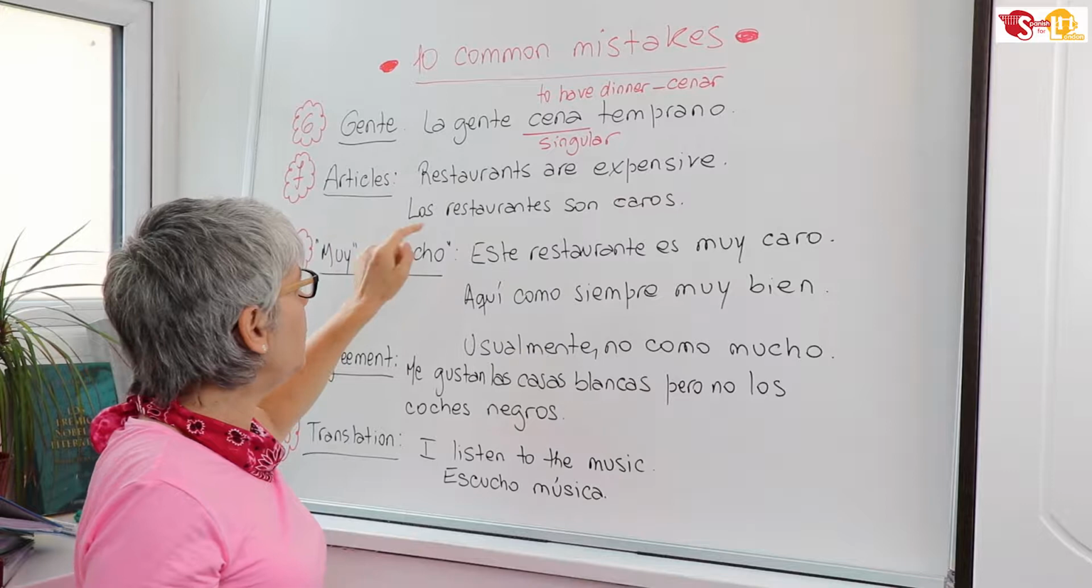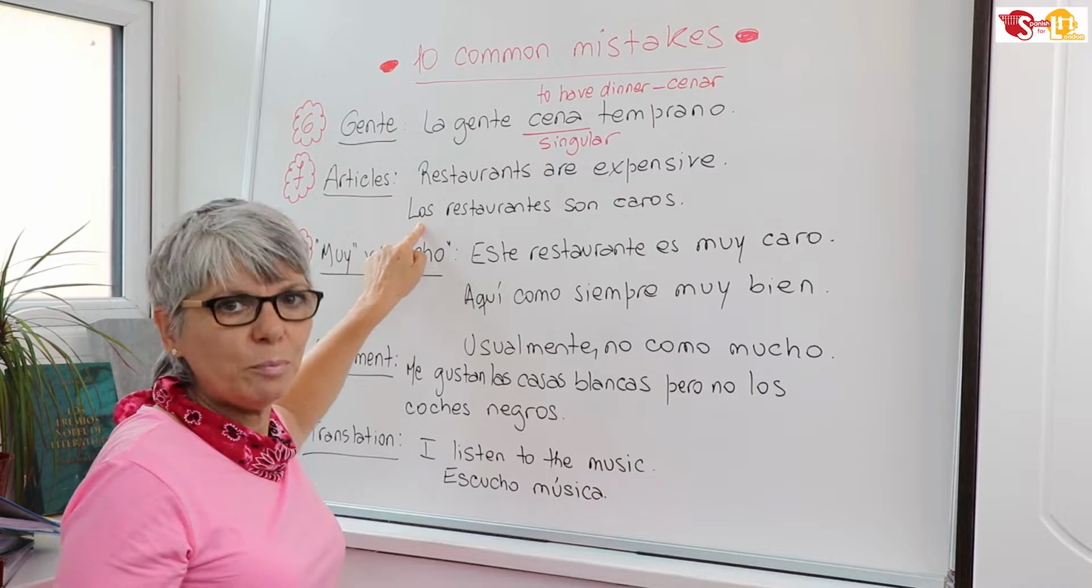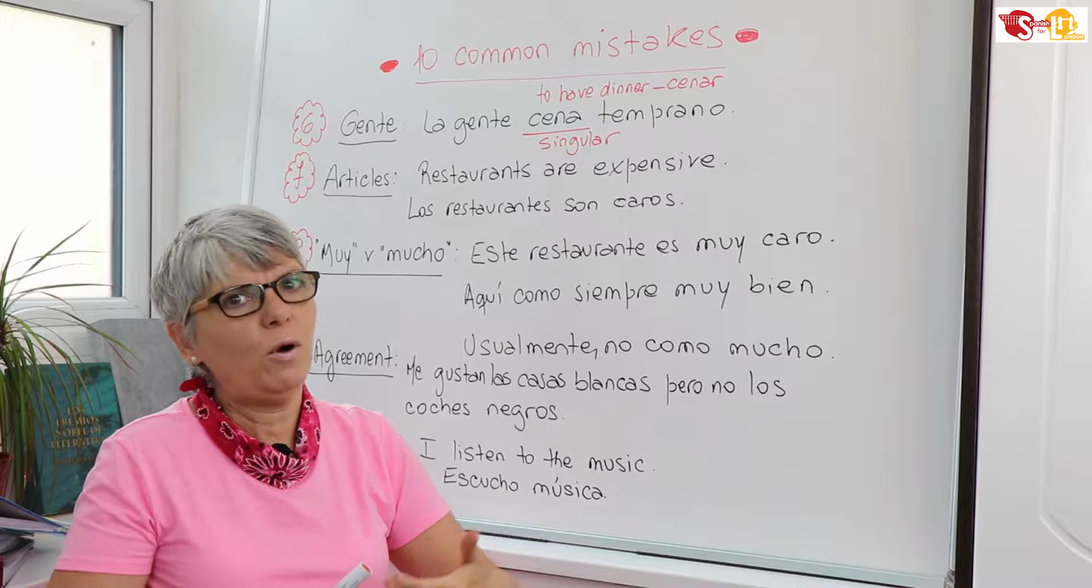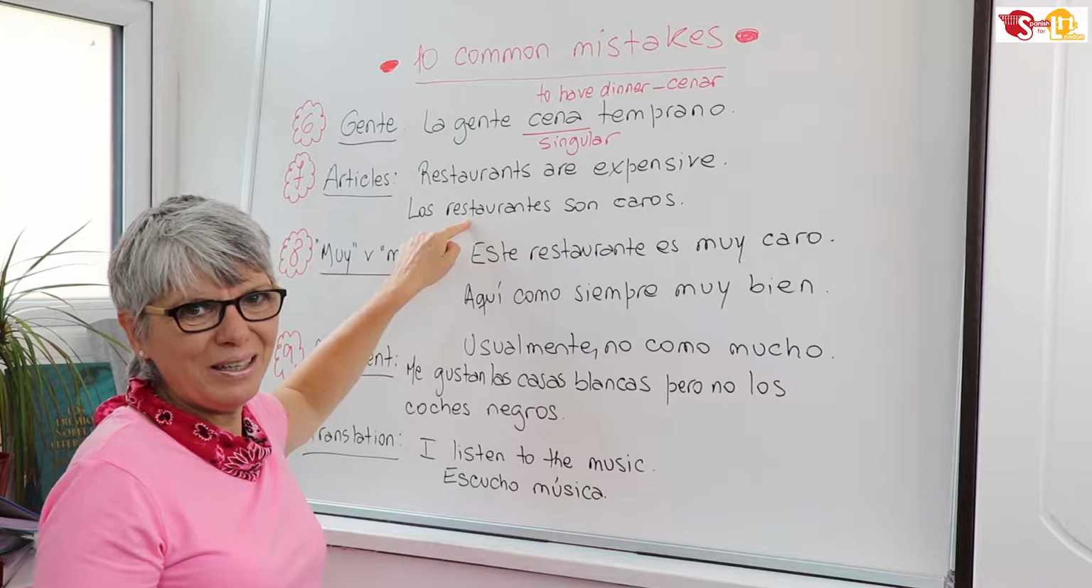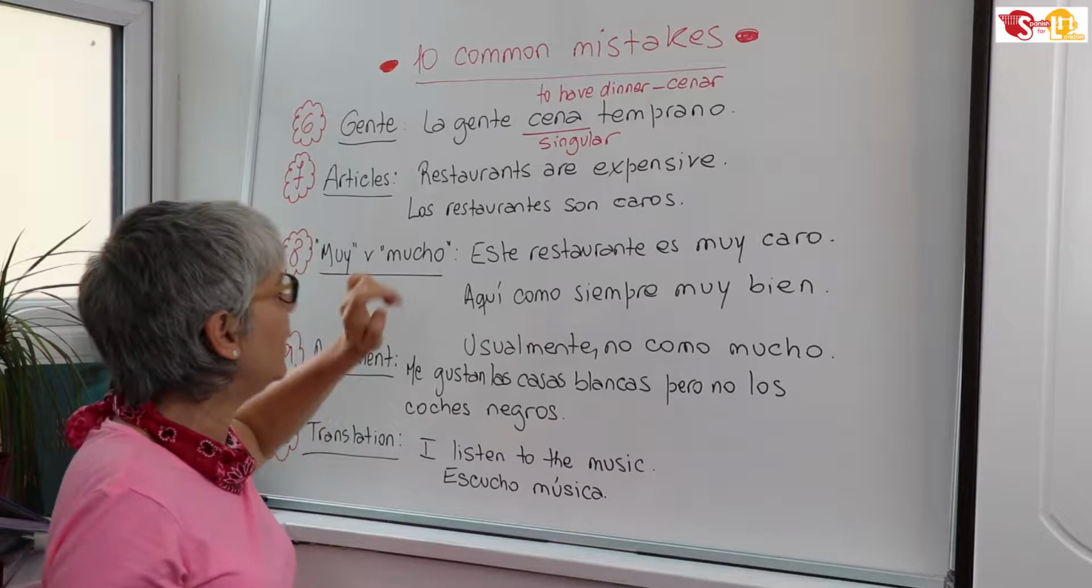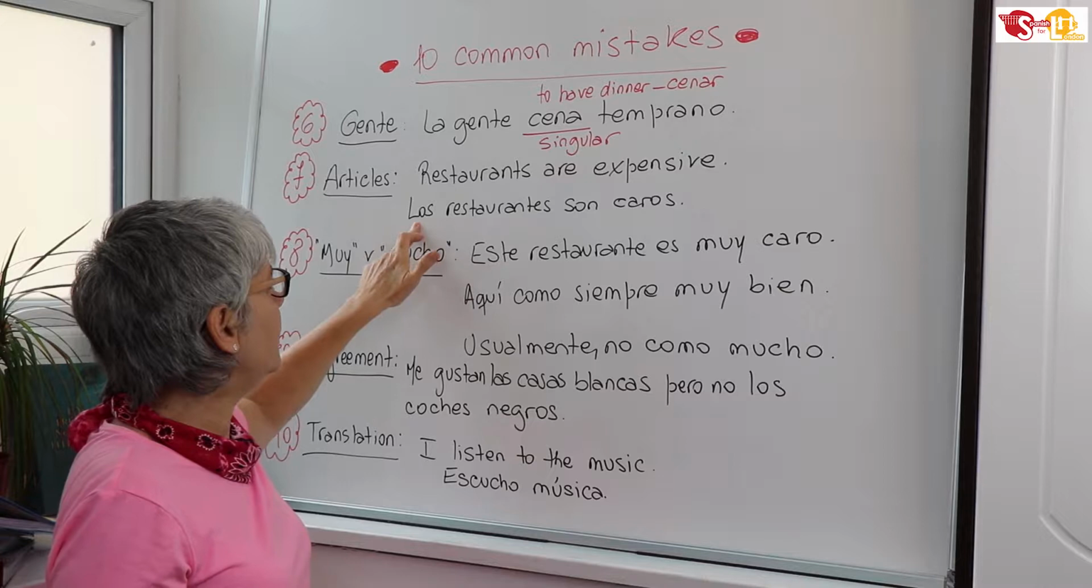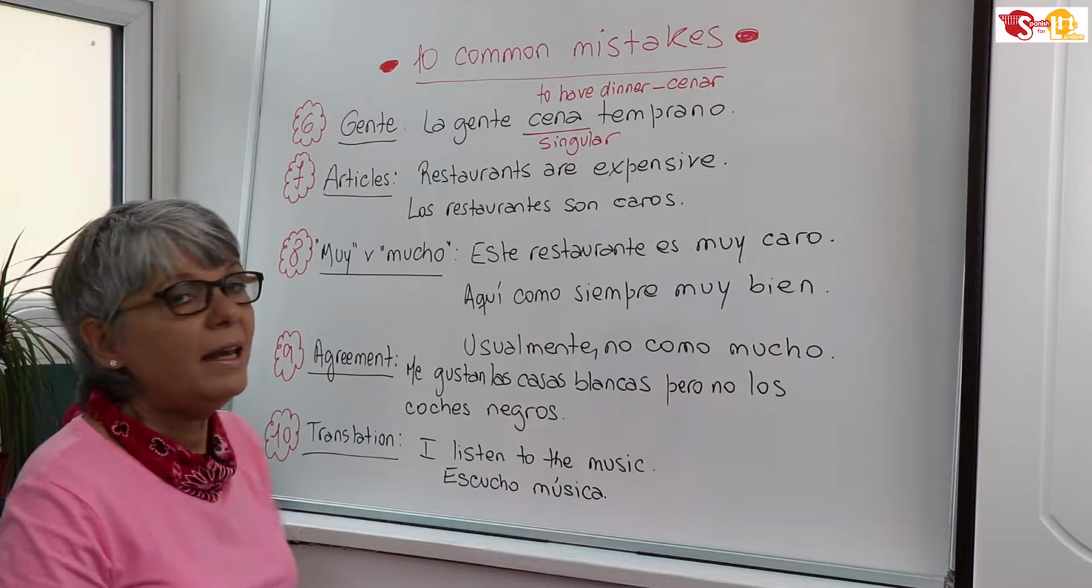So remember, when you start a sentence with a noun, you must put the article in front, except of course if it's a proper noun, Mary, Maria. But if you say, for example, houses are very nice in this town, you cannot say casas son muy bonitas. You have to say las casas son muy bonitas. So again, the article is mandatory in Spanish at the beginning of a sentence when you have the noun, okay? Not as in English. Number 8, the confusion between muy and mucho.